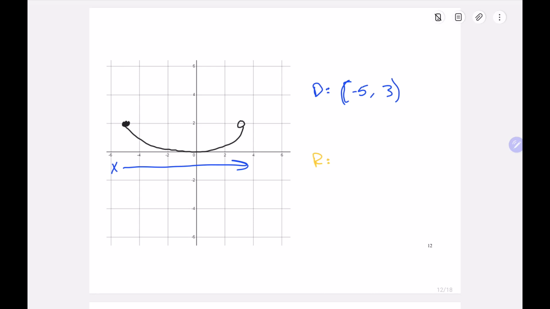For our range, we know that we're going to be looking at it from bottom up. We can see that we're including 0, but then we're not including 2, because we have it included on one side, but it's not included on the other, so we would not include it. And so our range would be in brackets 0 to 2 in parentheses.